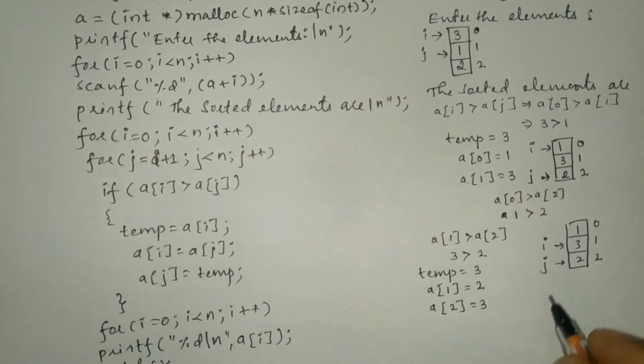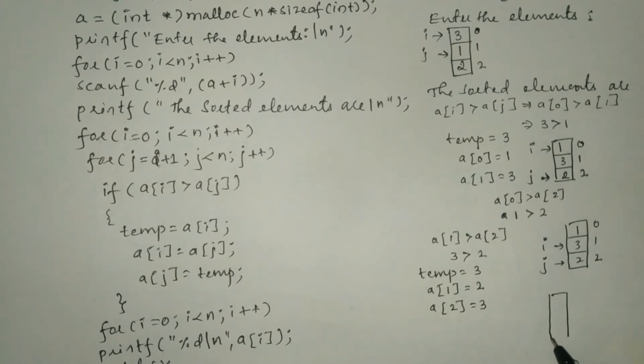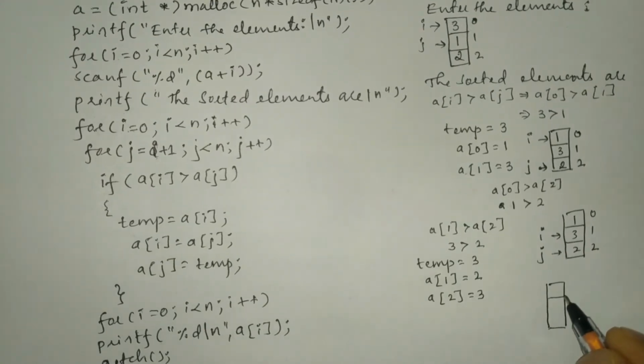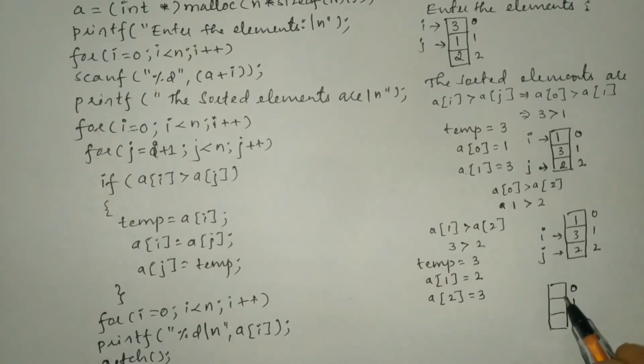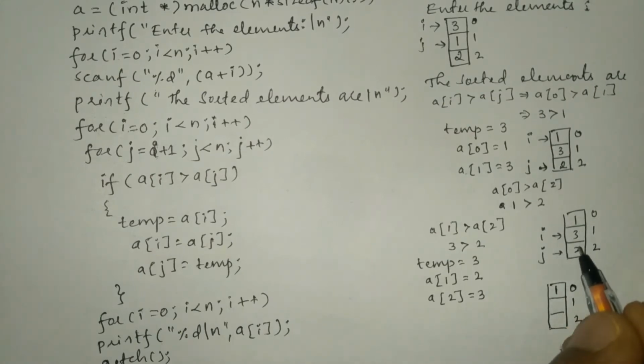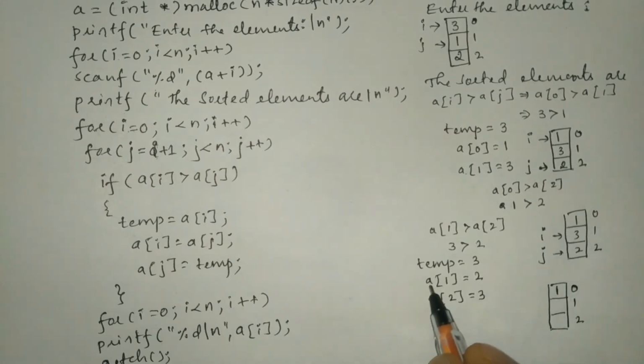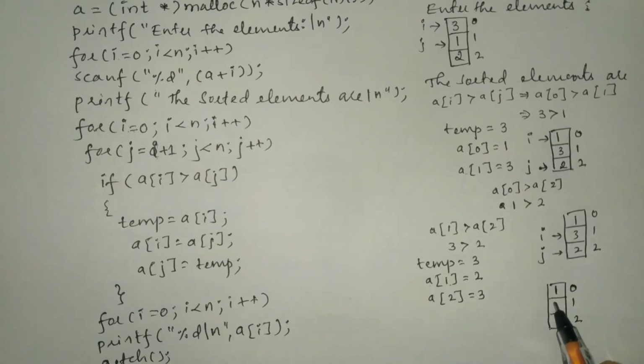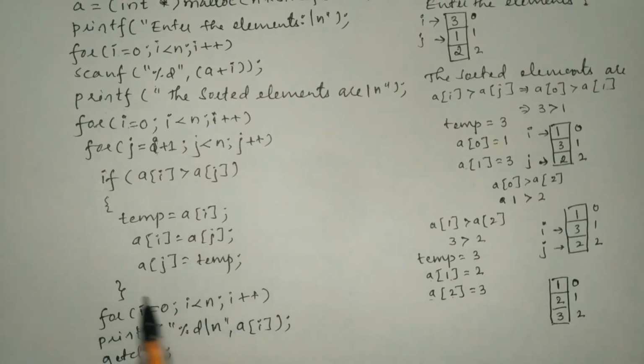Now you can clearly observe the array after this swapping. At index numbers 0, 1, 2, the value 1 is intact as it is. We have not touched it, and we have interchanged only 3 and 2. Here you can see a of 1 consists of the value 2, and a of 2 consists of the value 3. So here 3 will come, right?